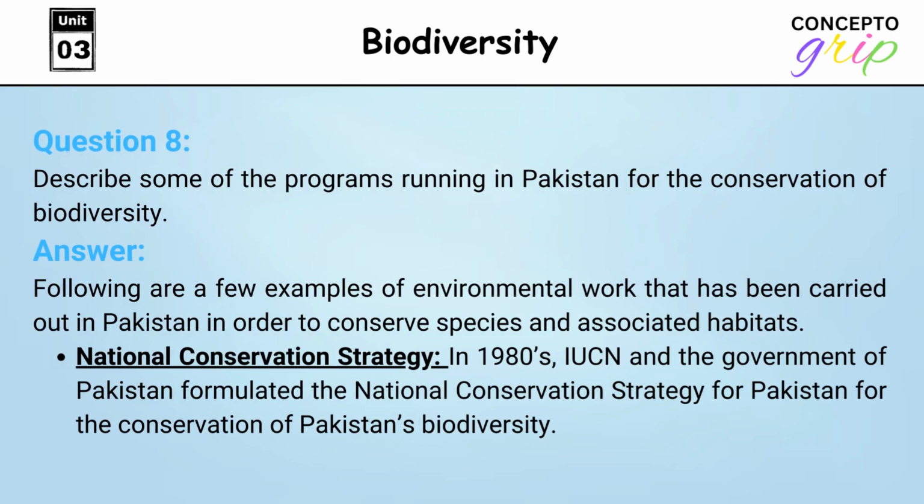Question number 8. Describe some of the programs running in Pakistan for the conservation of biodiversity. Answer. Following are a few examples of environmental work that has been carried out in Pakistan in order to conserve species and associated habitats. Number 1. National Conservation Strategy. In 1980s, IUCN and the government of Pakistan formulated the National Conservation Strategy for Pakistan for the conservation of Pakistan's biodiversity.